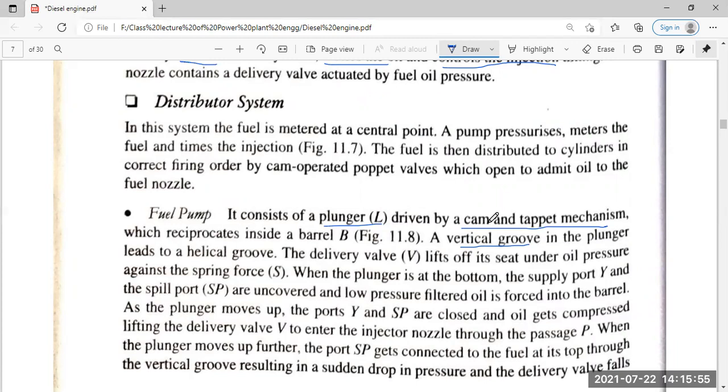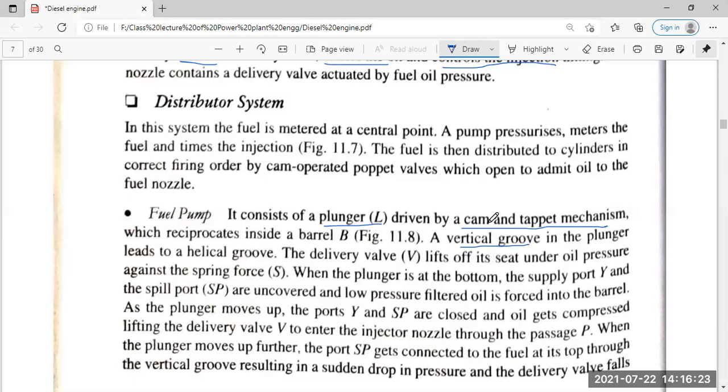The delivery valve lifts off its seat under oil pressure against the spring force. When the plunger is at the bottom, the supply port Y and the spill port are uncovered. Low pressure filtered oil is forced into the barrel.